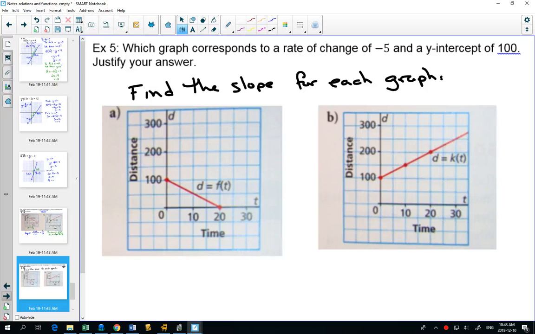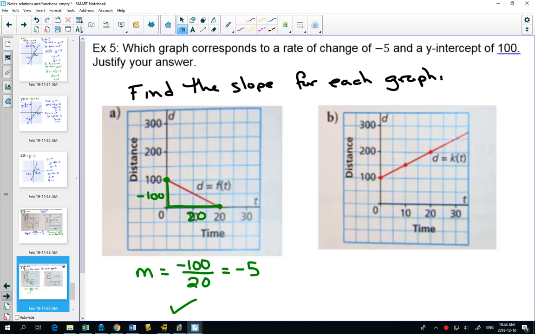If we look at graph A, we have these 2 points. If we draw a rise and a run, well, here I'm going down 100, so we would show that by -100. We're going to the right 20. So the slope of this one, the rise is -100, the run is 20. This simplifies to -5. So we already know that this is the right answer. It has a y-intercept of 100 and a slope of -5.